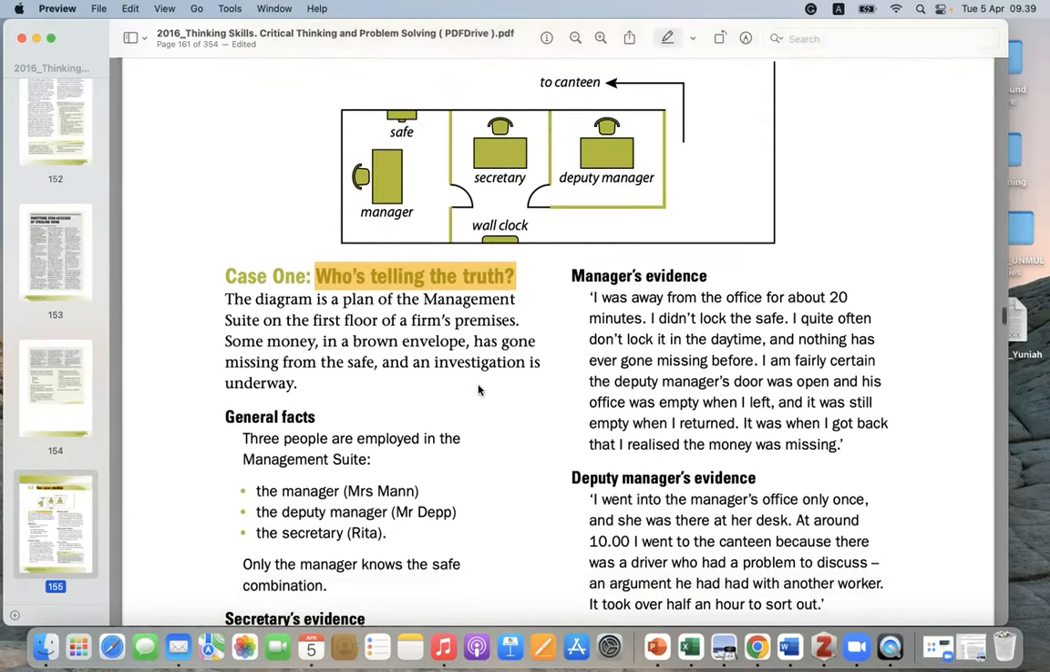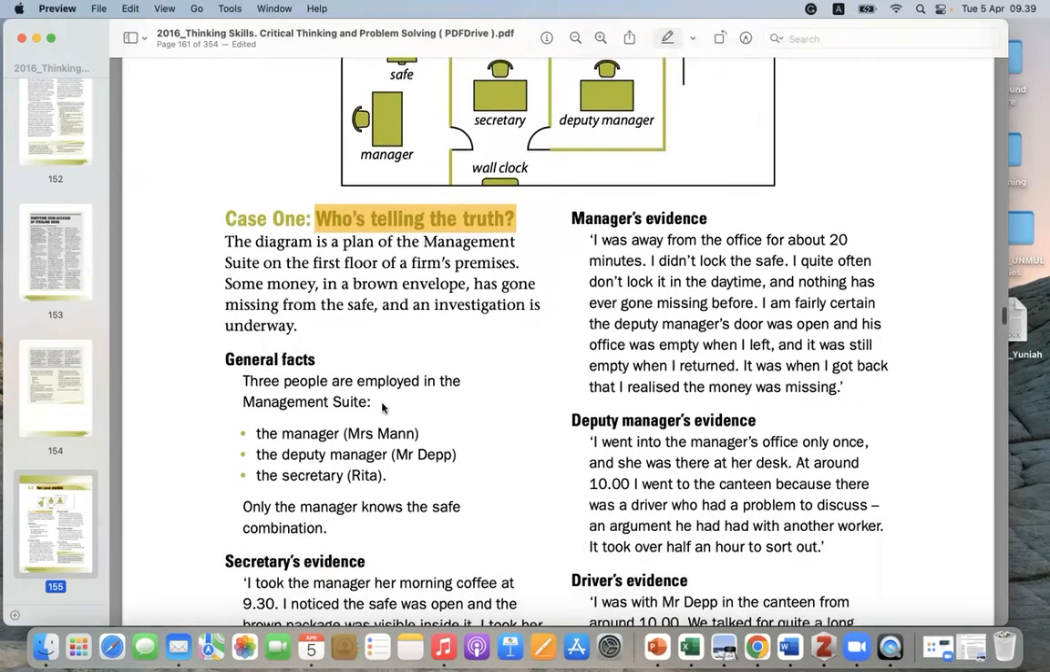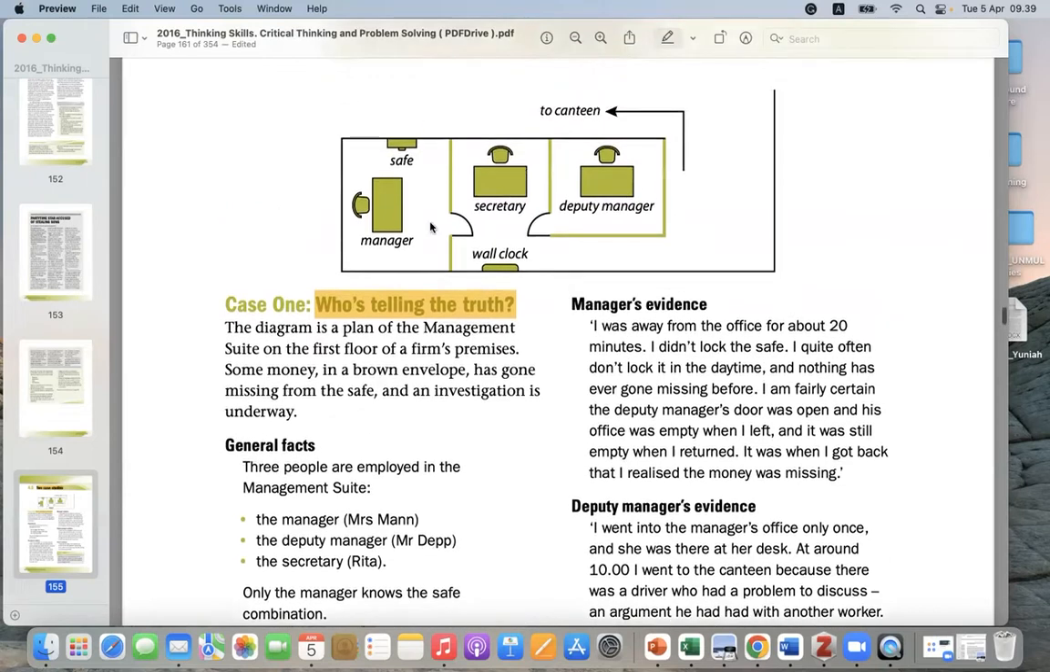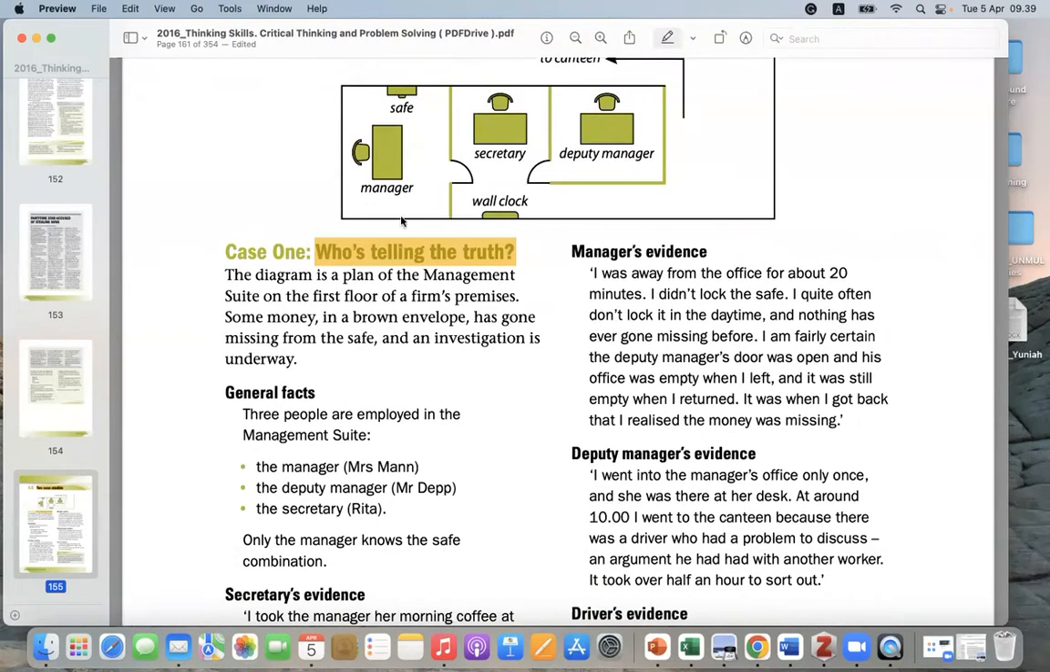deputy manager. Okay, this is the wall clock. This is the canteen, and so on. Three people are employed in the manager suite. There are three people important to know: manager, secretary, and deputy manager. The manager is Mr. Man, the deputy manager is Mr. Deb, and the secretary is Rita.